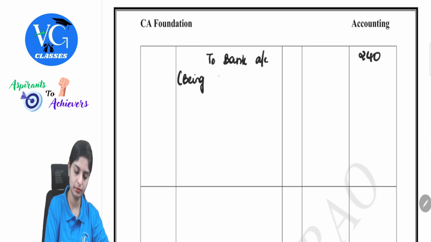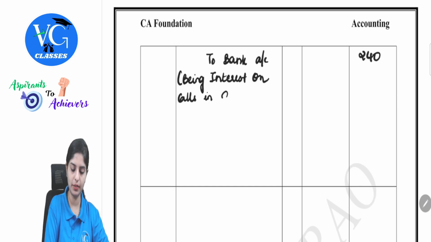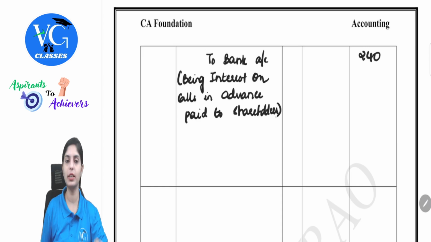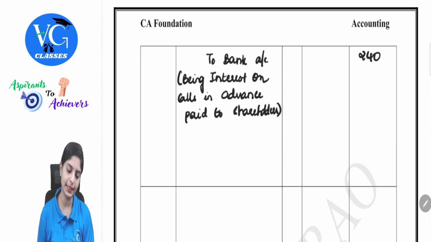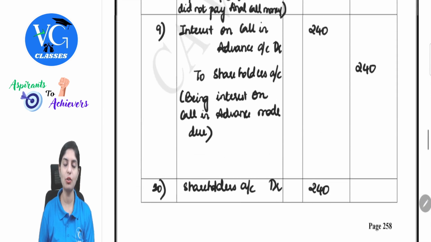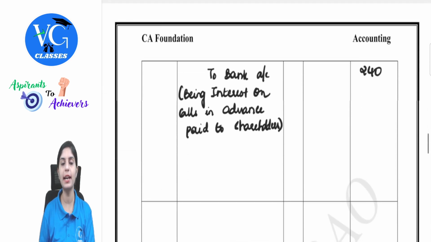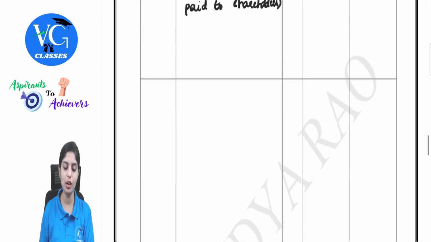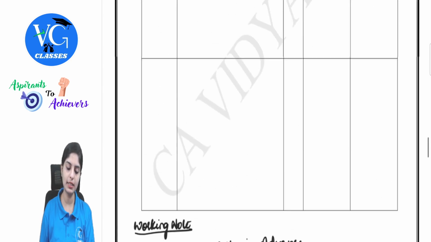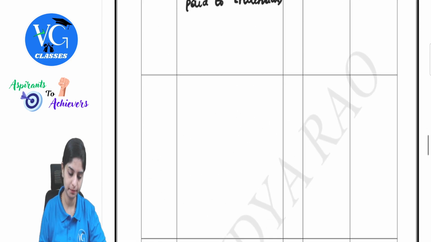Being interest on calls in advance paid to shareholder. So this interest is a nominal account that will get transferred to P&L at the year end. So we have done for interest on calls in advance. Then there were shareholders paying at two different sets of installments. So we cannot merge it here. We will pass a separate entry for this.